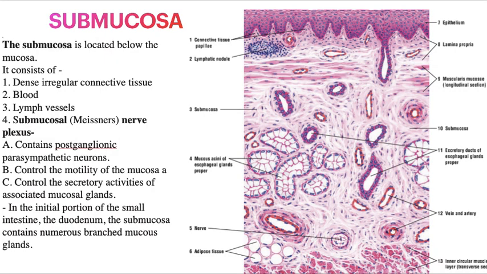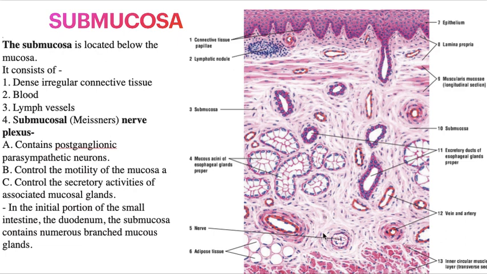After the mucosa, we have the submucosa, as you can see in the picture over here. This part, the epithelium, this all is the mucosa. This is the muscularis mucosae. Coming to the submucosa, this part is the submucosa, located below the mucosa. It consists of, number one, dense irregular connective tissue. Then we have blood vessels, and then we have the lymph vessels. But more importantly, we have the submucosal Meissner's plexus. This is the nerve over here.